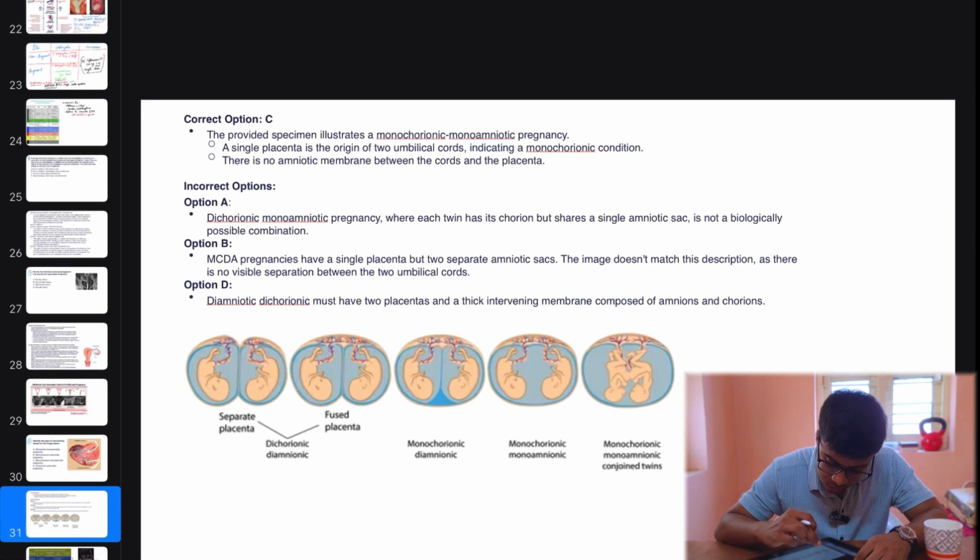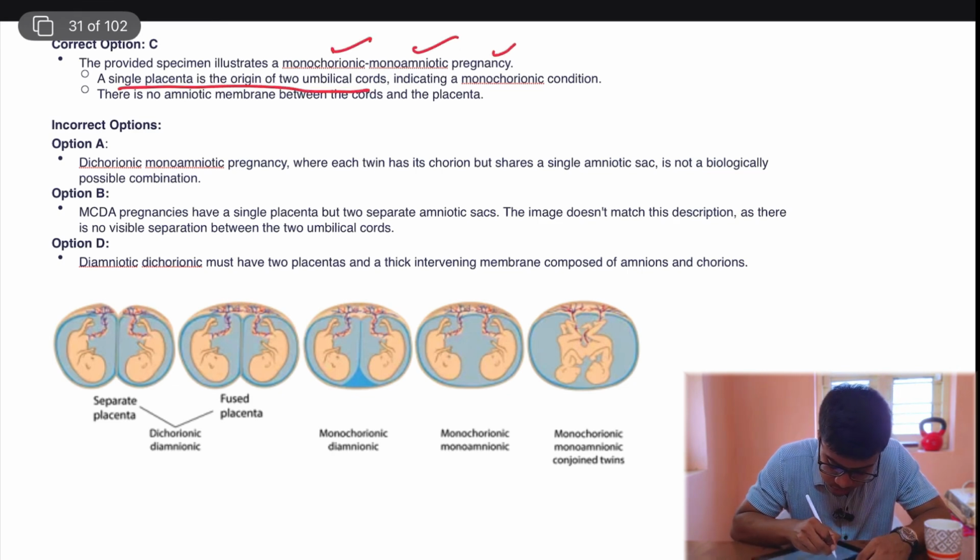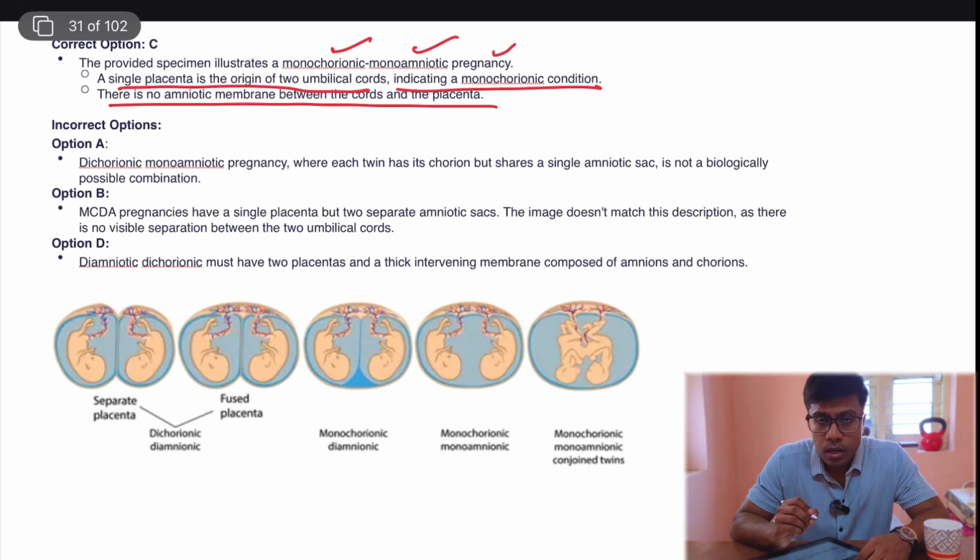So let's read out the explanation: the provided specimen illustrates a monochorionic monoamniotic pregnancy. A single placenta is the origin of two umbilical cords. Here in this case, as we have seen, it indicates a monochorionic condition. There is no amniotic membrane between the cords and the placenta.